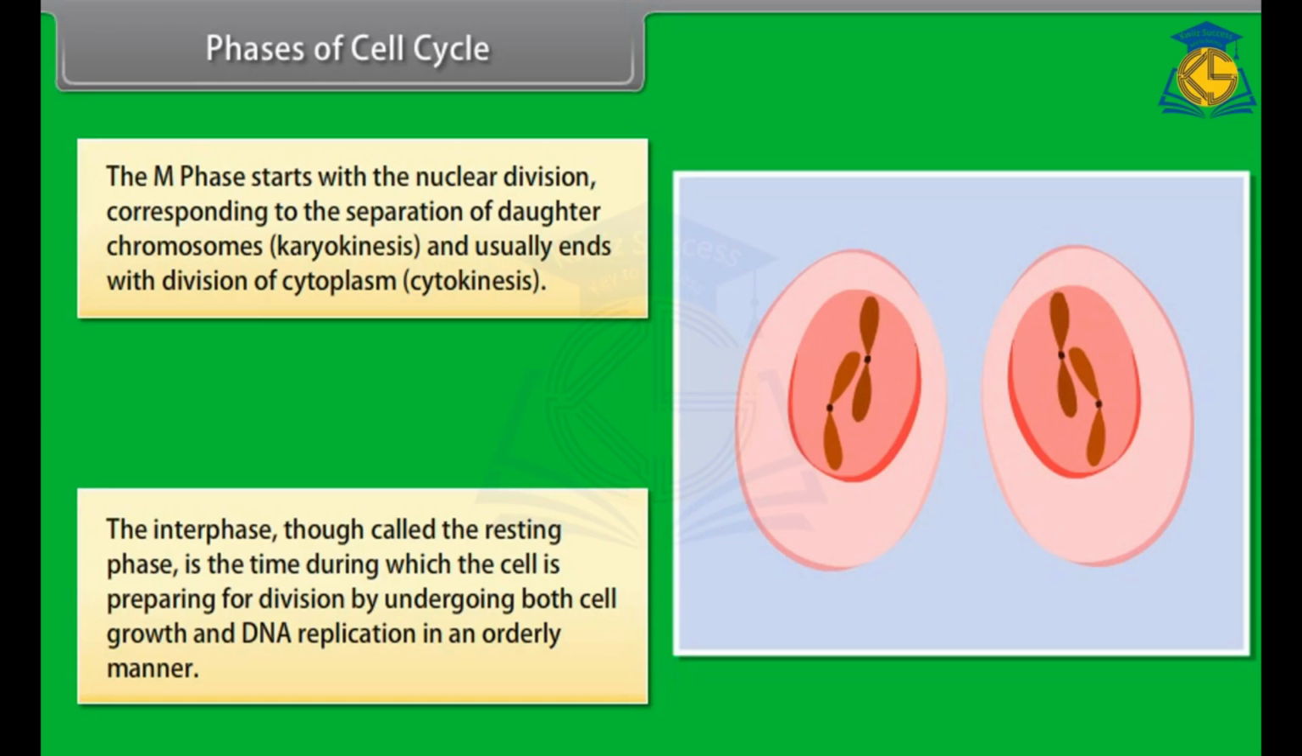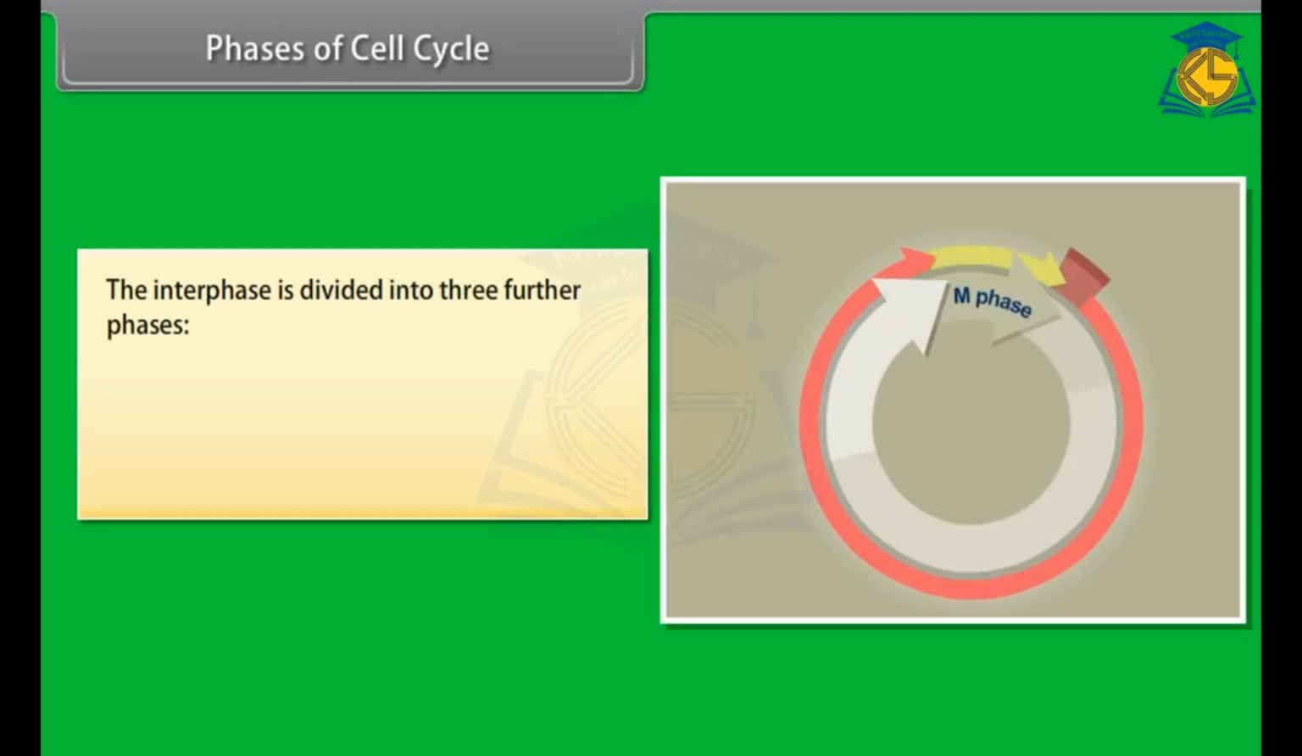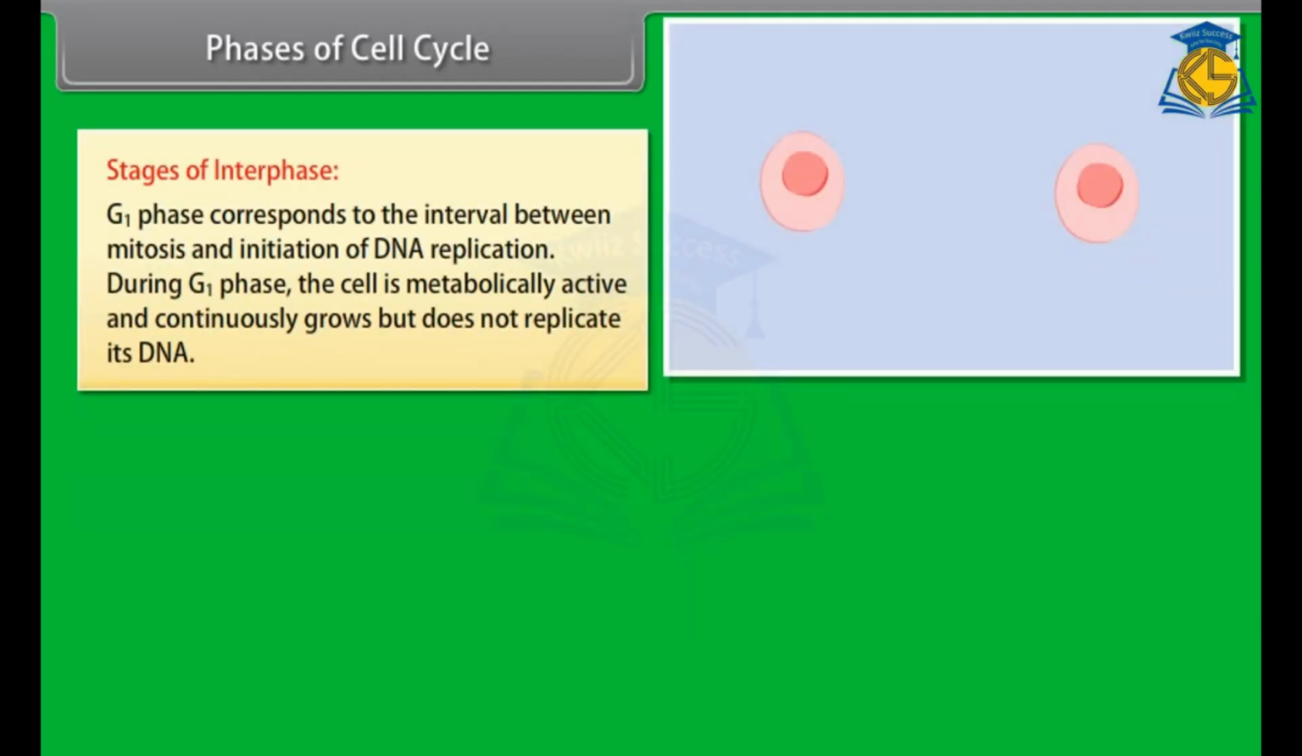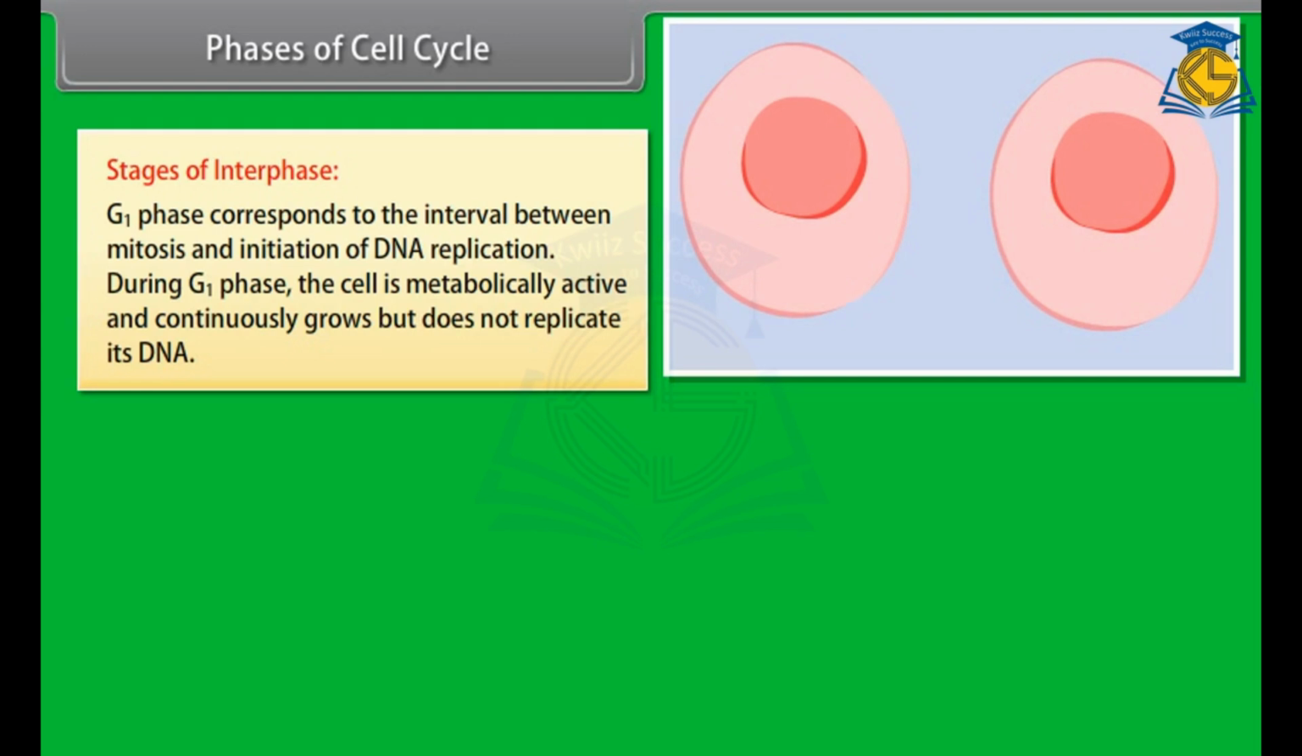First, let us know about various stages of interphase. The interphase is divided into three further phases: G1 phase or gap 1, S phase or synthesis phase, G2 phase or gap 2. Now let us know each in detail. Stages of interphase. G1 phase corresponds to the interval between mitosis and initiation of DNA replication. During G1 phase, the cell is metabolically active and continuously grows but does not replicate its DNA.